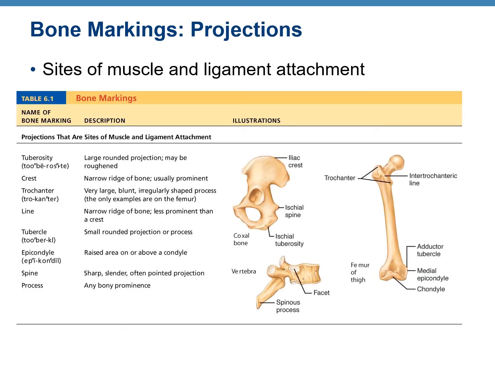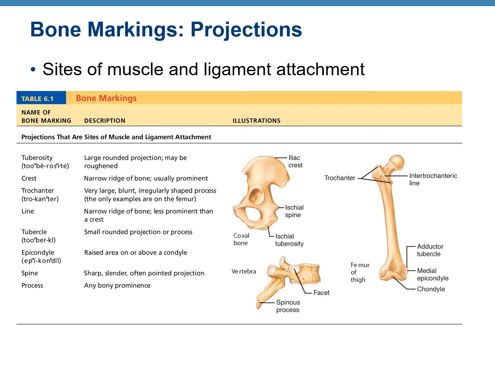So over here, it's just trying to introduce you to major bone markings and telling you that they do have meaning in their names. Like tuberosity is a large rounded projection. Crest is a narrow ridge. Trochanter is a very large, blunt, irregularly shaped process. Tubercle is a small rounded projection. Epicondyle is a raised area of the bone above a condyle. Spine is a sharp, slender projection. Process is any bony prominence.